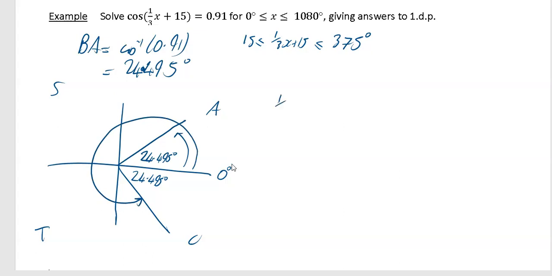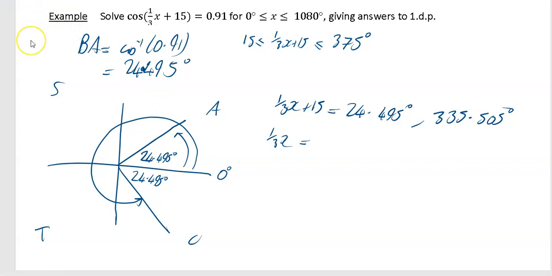So it's pretty easy. So 1/3 x plus 15 is equal to 24.495 degrees, and it's also equal to 335.505 degrees. So then it's just a linear equation from here on in. So take the 15 across and take it away from both of those, and we'll see what we get. Okay, so when we take the 15 away from both of those, what you get is 9.495 degrees, and the other one I got 320.505 degrees.